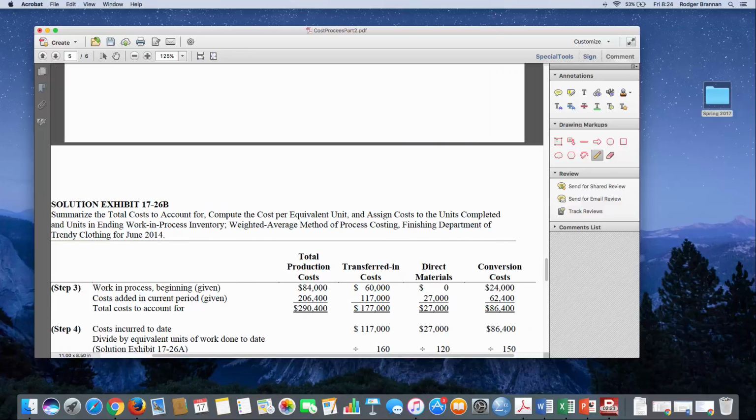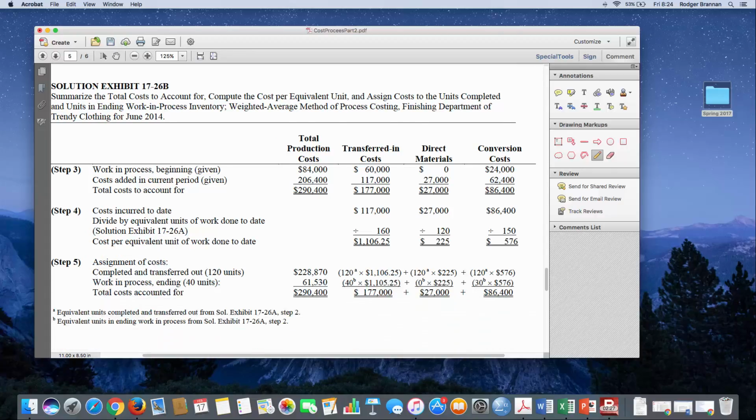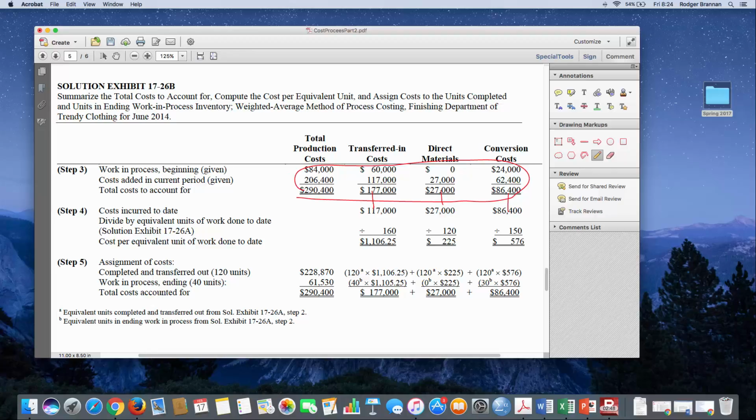Okay, here we go. This is a little bit better. Okay, the cost part of it, again, it doesn't matter. As long as the costs are there, all of it gets included. So I bring down the 177,000, the 27,000, 86,000. As long as it's there, be it a cost or a unit, it gets included, divided by the equivalent units. Then I go back and just apply it to the 120 and to the 40.